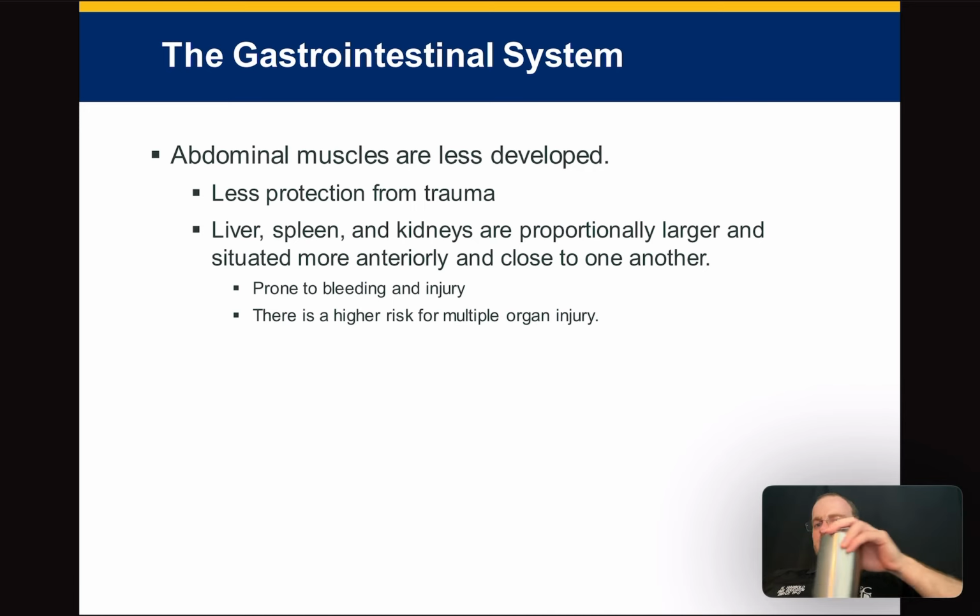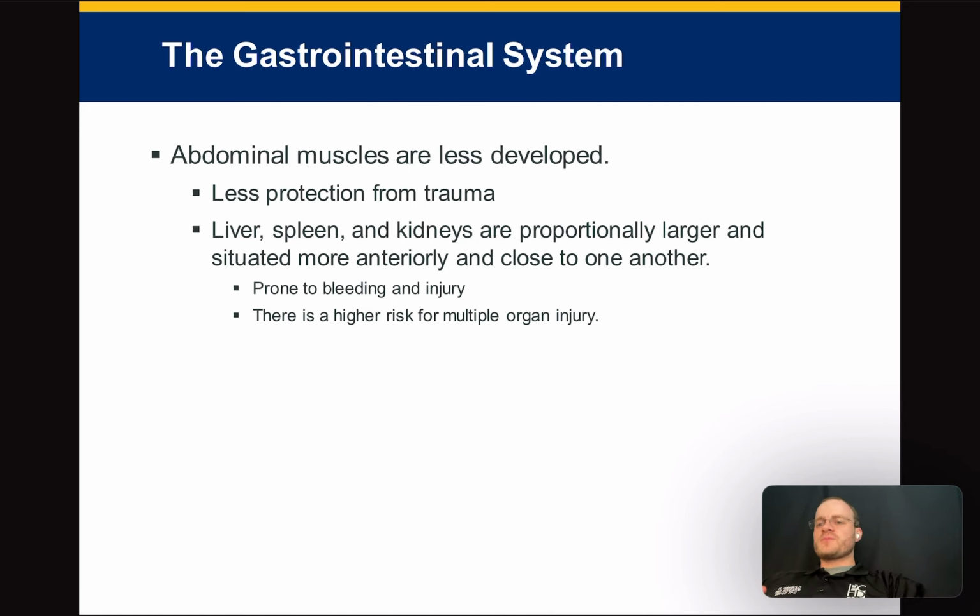So abdominal muscles are less developed, and so you have less protection from trauma. That's what I was talking about, like when you put the weight on a kid's belly, like strap them down. Their abs aren't very strong yet. They're abdominal wall muscles, and their obliques and all that. And so it's just not as protected from trauma.